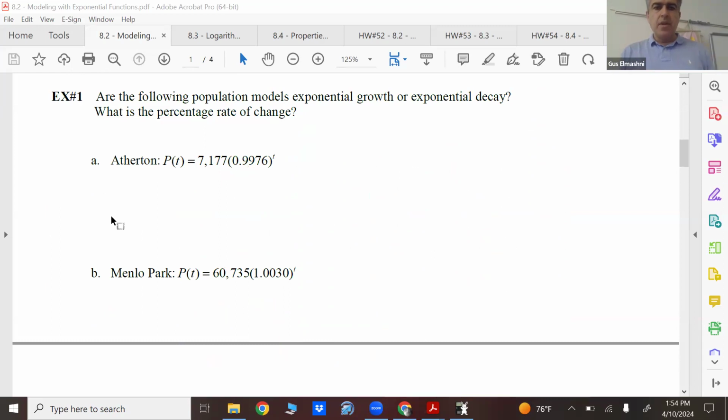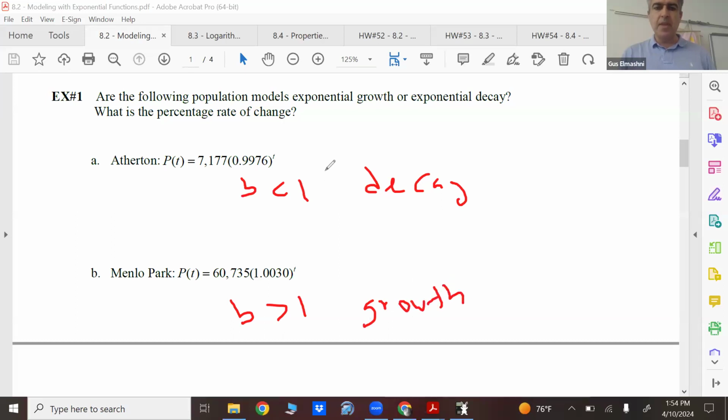So now here, the following population models exponential growth or decay with a percent rate of change. Well, because your b is less than 1, that's decay. Because your b is bigger than 1, that's growth. Here, the percent change, you do 1 minus 0.9976, which is 0.0024, I think, or a 0.24% drop.